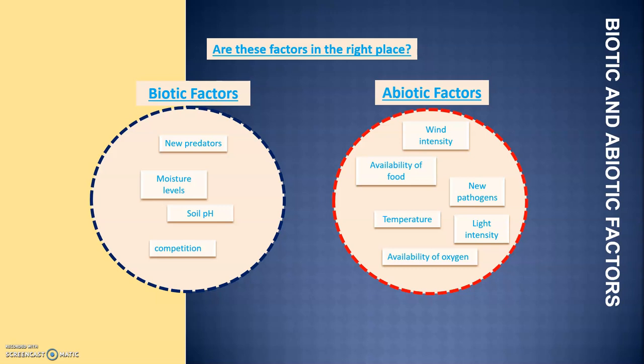Now, when we look at abiotic factors, we have things like wind intensity, availability of food, new pathogens, temperature, light intensity, how much light is being produced, and the availability of oxygen. Which one do you think has the most impact? Actually, new pathogens will have the most impact. I believe the new pathogens will have the most impact.